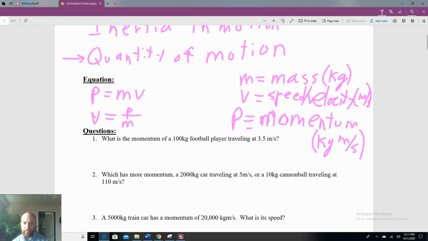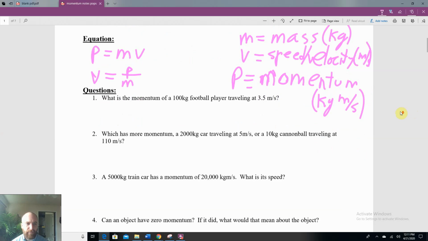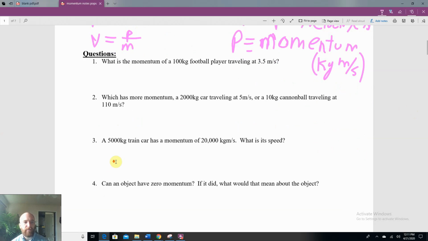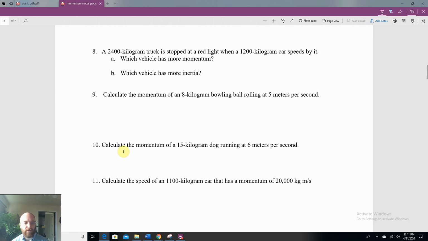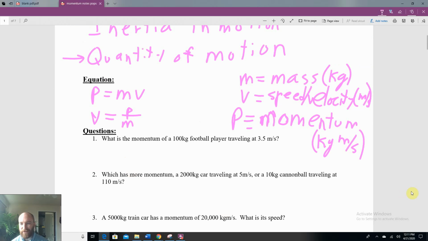So again, both of these are helpful, just for different reasons. This first one will let us find the momentum of an object, and the second one will let us find the speed of an object based on its momentum. If you can use this equation, then you're in pretty good shape for today's lesson. We're going to do 1 through 4 together, then I'll pause, give you a chance to try the rest on your own, and then I'll go over those, and that'll be good.